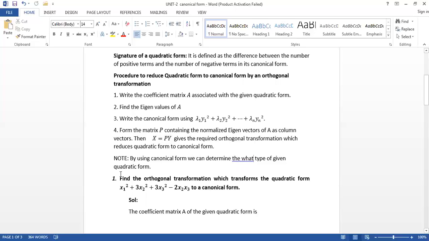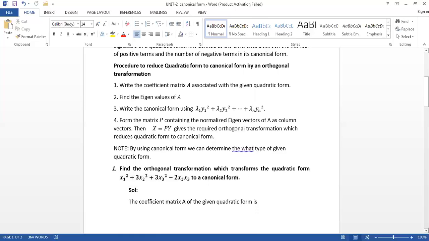So let's see one problem. Find the orthogonal transformation which transforms the quadratic form to canonical form. So this is our quadratic form: x1 square plus 3x2 square plus 3x3 square minus 2x2x3, right?